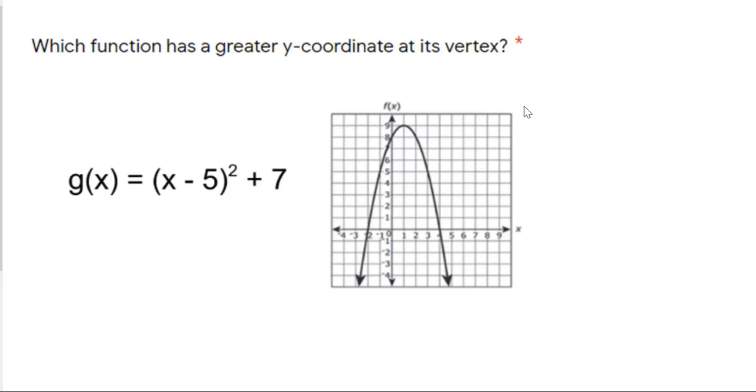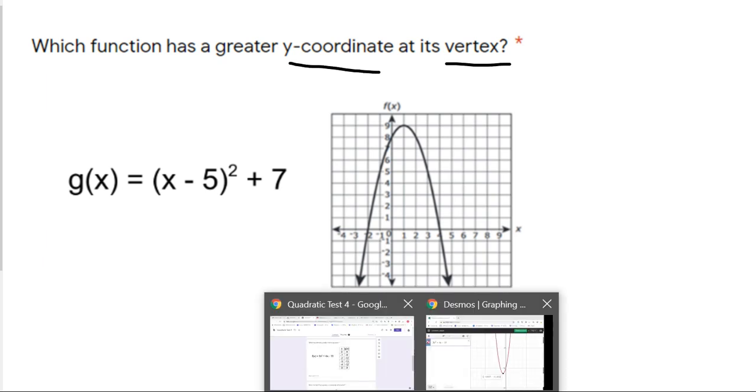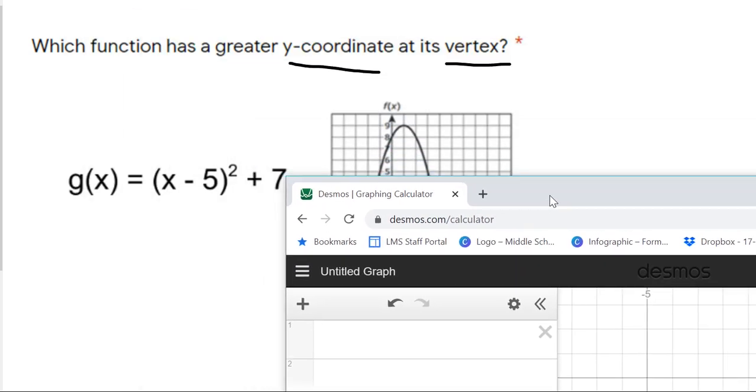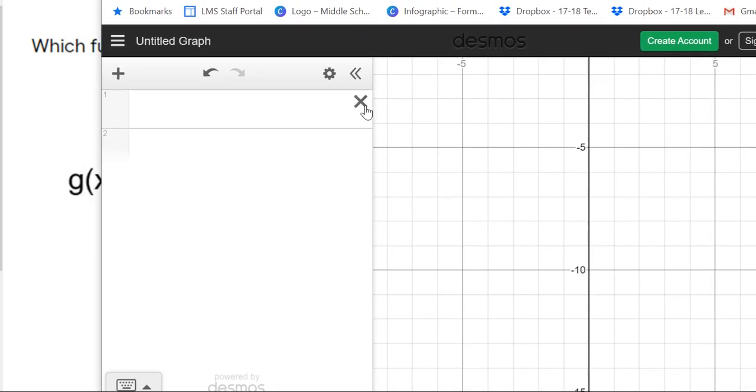Here is question 3 of this test. We're comparing the y-coordinate of the vertex of the two functions. So for g of x equals (x minus 5) squared plus 7, the y-coordinate, well, hopefully you know it, so write it down. In case you don't know it, again, go to Desmos, go to your graphing calculator, use the tools you have, type in the function.